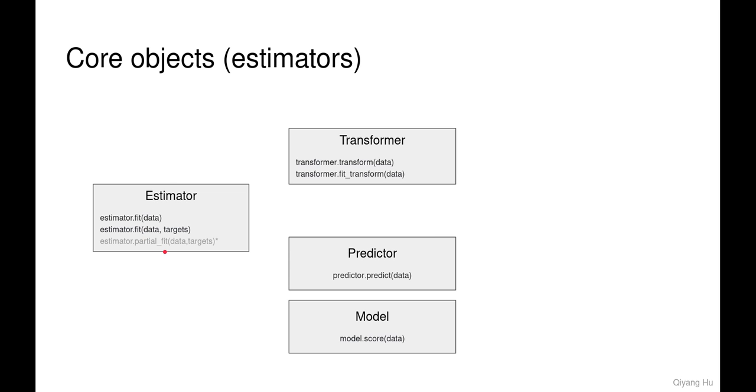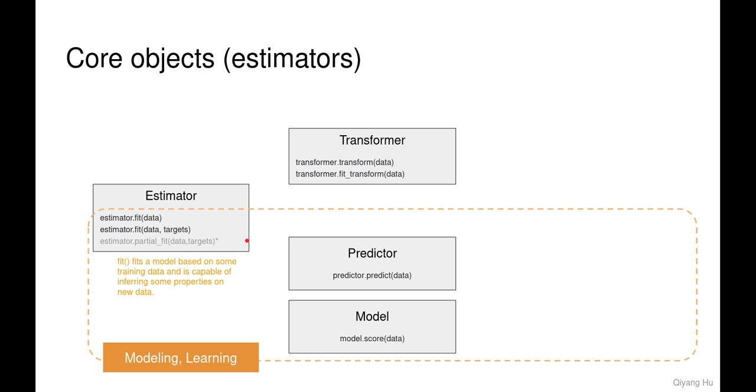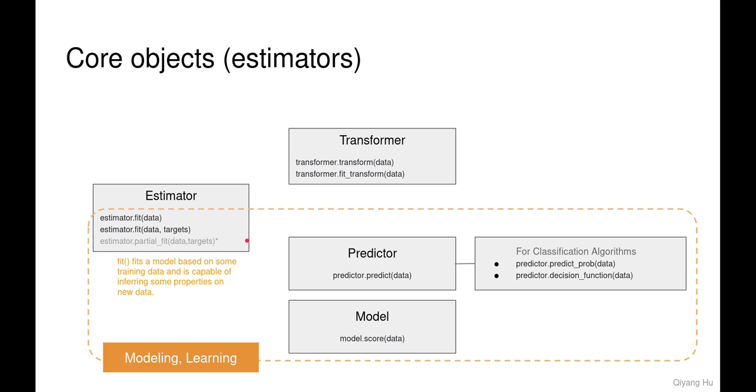Personally, I think if they renamed it to fitter, it would fit much better. Anyway, the base estimator object fits the model based on some training data and is capable of inferring some properties on new data. The second object is named the predictor. Predictor objects implement the predict method. There are some variations of the predictor, called predict_proba or decision_function, which are specific to some classification algorithms.